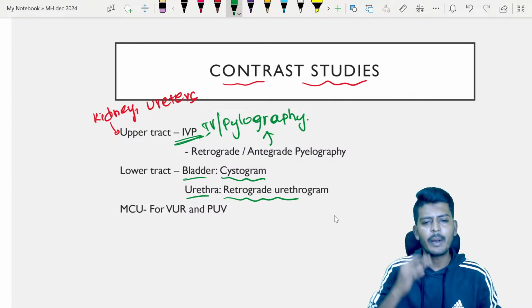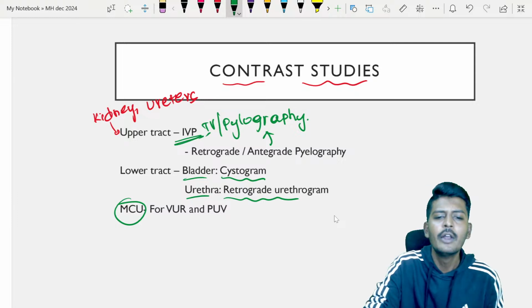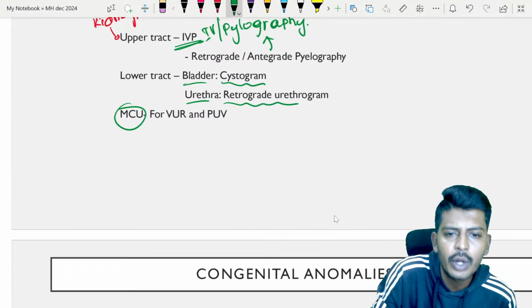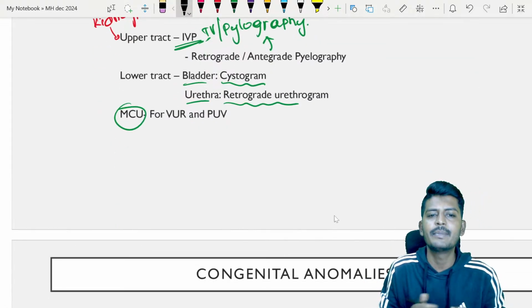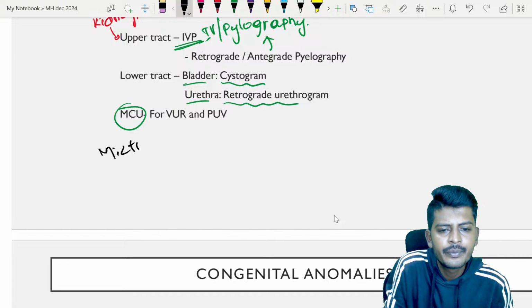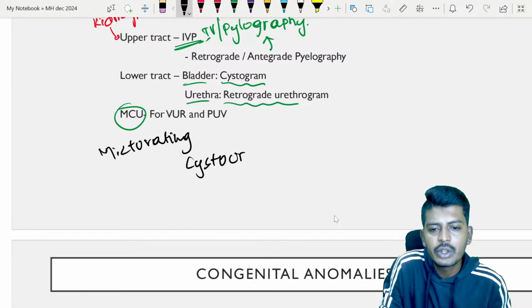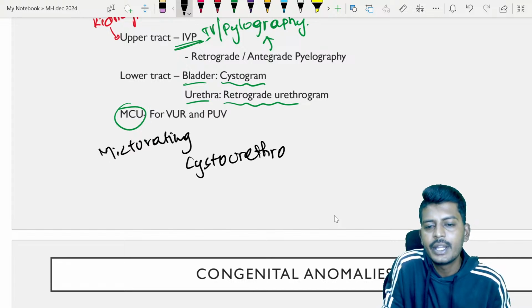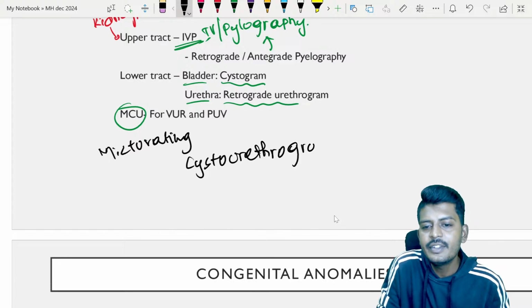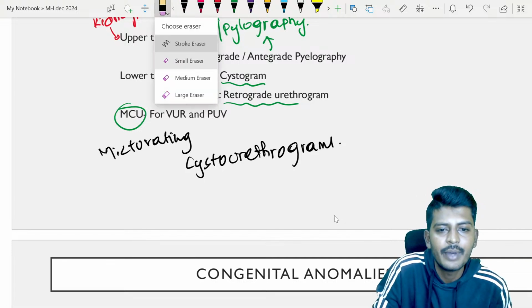Okay, then we have the most important investigation, MCU. Many of you will fall into the trap of this MCU, so I want you to remember it. MCU is called micturating cystourethrogram. Sir, what is this micturating cystourethrogram? It is a very simple thing.